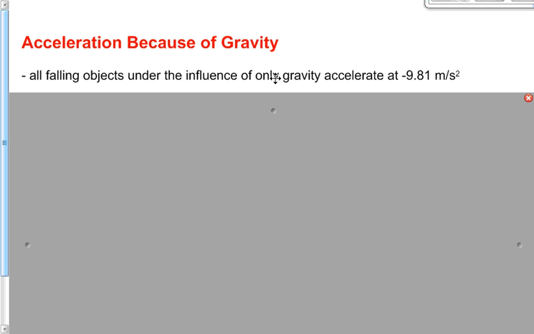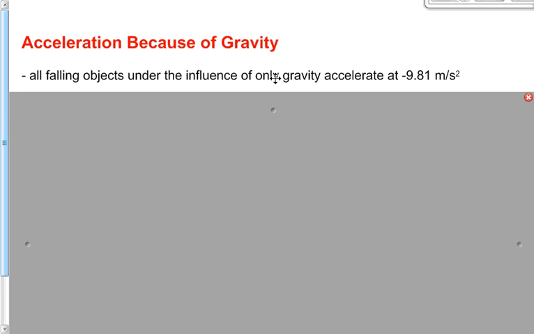Everything that is under the influence of just gravity, in other words, if there's no air resistance or wind or anything like that, will fall, accelerating at 9.81 meters per second squared.